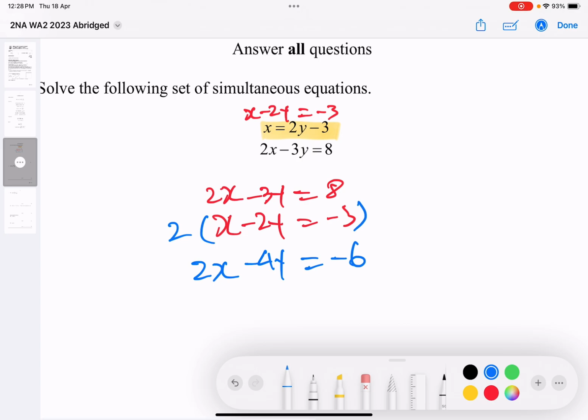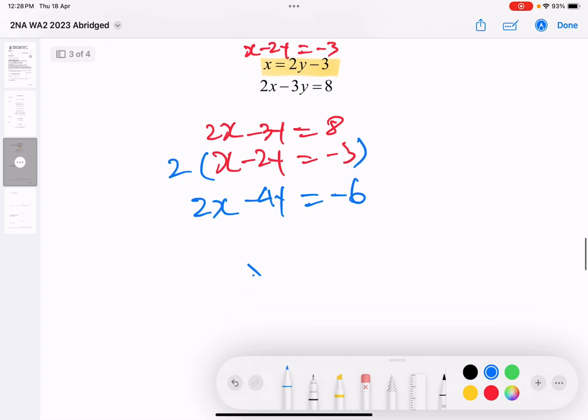So 2x minus 2x, 0, nothing. Next one, negative 3 minus negative 4. You've got a minus and minus. Negative 3 minus negative 4, what are you going to get? Minus minus becomes plus. If you don't know, just take out your calculator. What is minus 3 plus 4? Or just enter in your calculator, minus 3 minus minus 4. You're going to get 1.